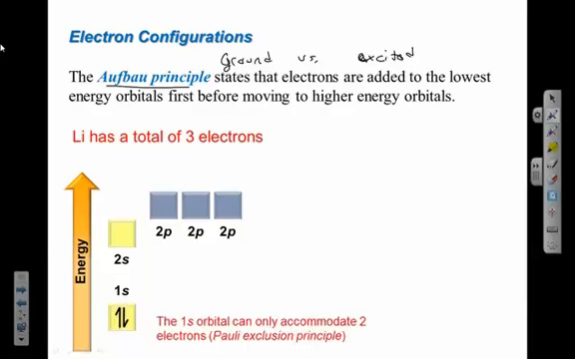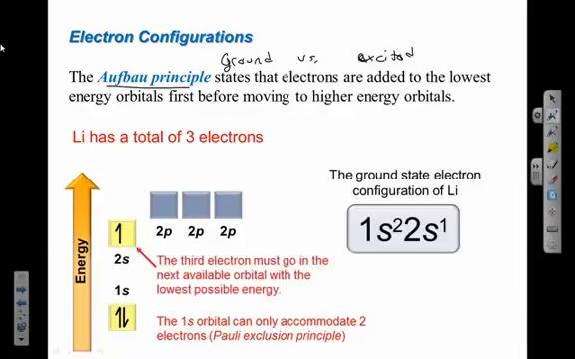So I put the first 2 in there, and then I put the next one in the second energy level, right? I'm not filling any higher levels, because this principle says if I want to show the ground state where the atom normally exists, because of the attraction to the nucleus, the electrons want to go into energy levels and orbitals that are as close to the nucleus as possible. So then the electron configuration would be 1s2, 2s1.